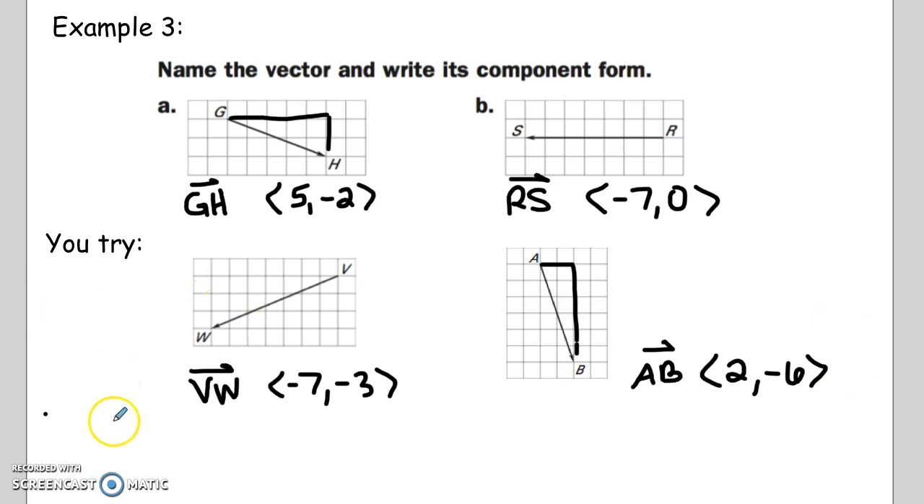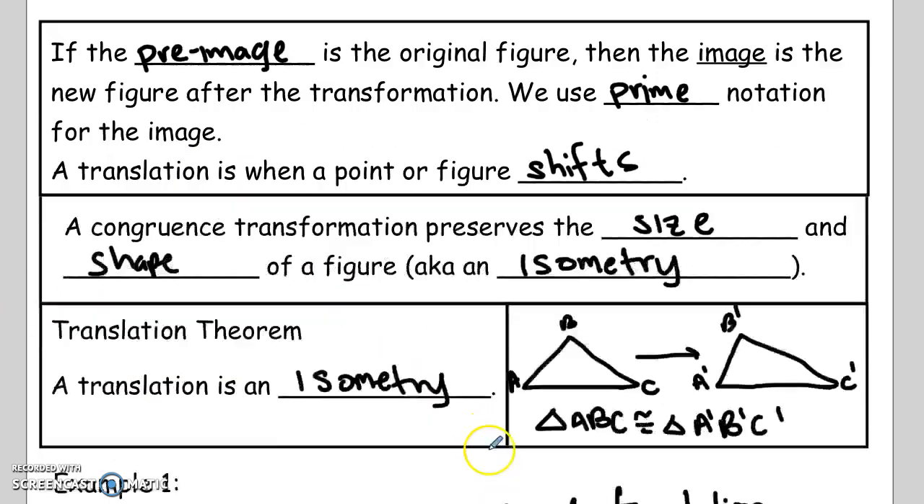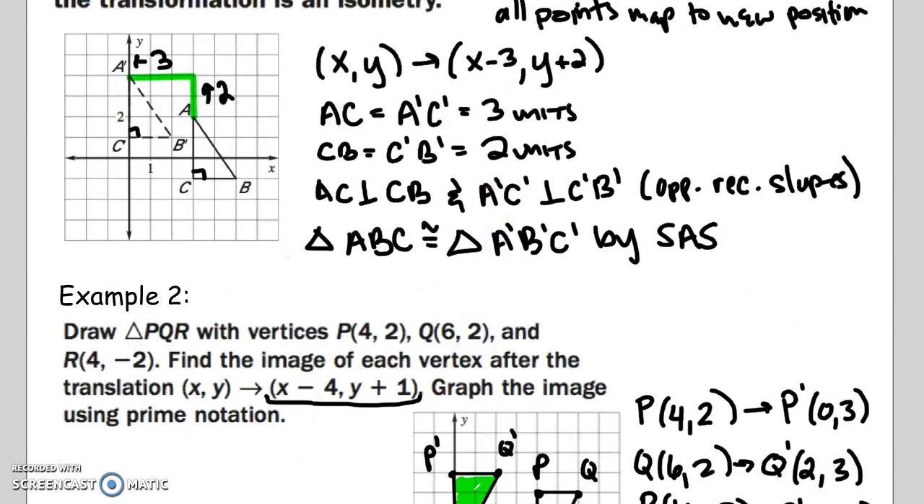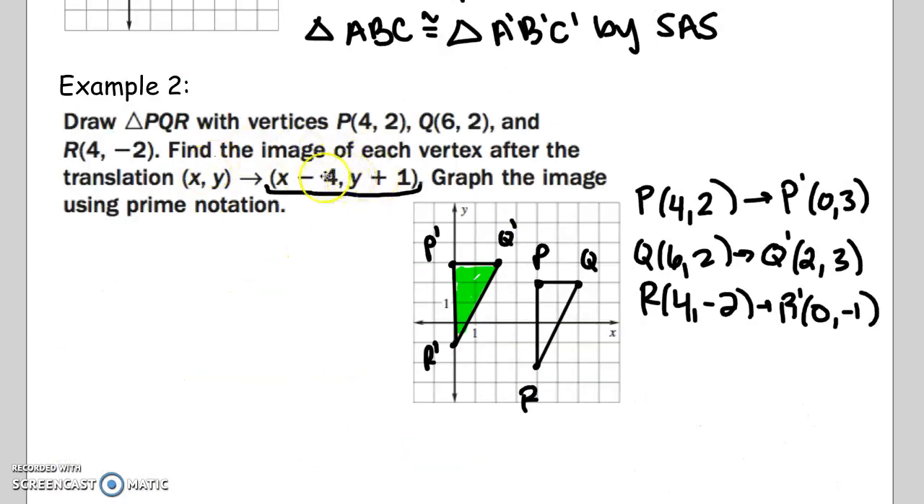All right, so real quick, go back to the front page, and what we're going to do here is we're going to write out this rule that we saw in example 2 in our vector or our component form. So this in component form is going to look like this. For every x, take away 4, so that means we're going to go back 4 horizontally, so -4, comma, for every y we added 1, so it'd be -4, comma, 1 in our component form.